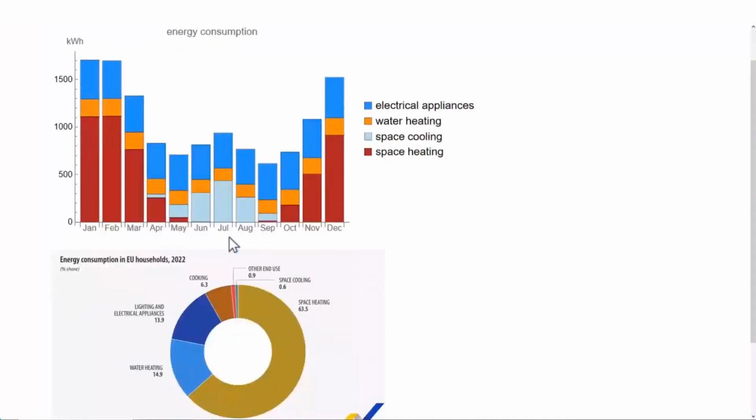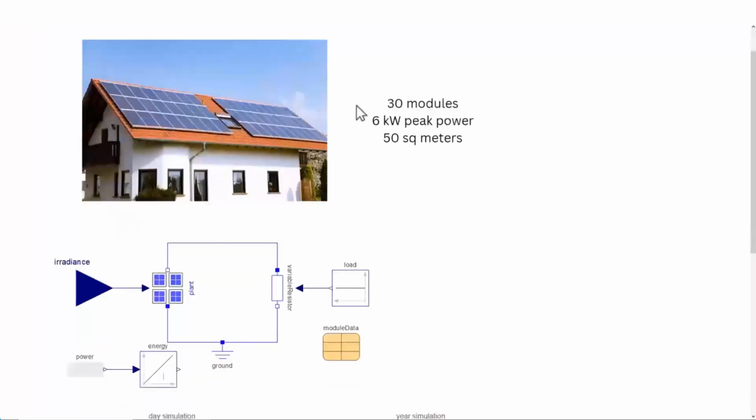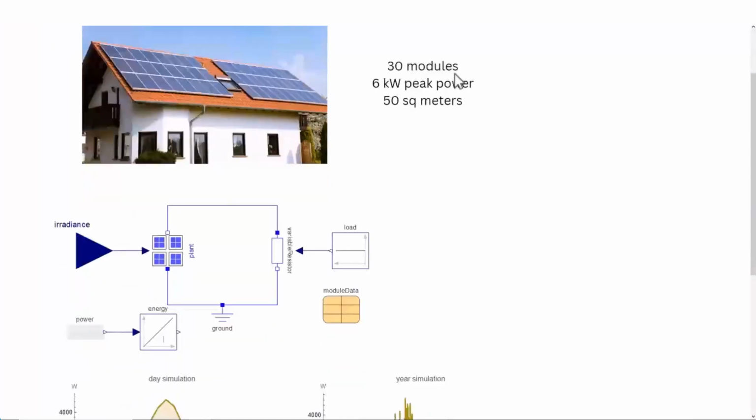Now, the key question: how much of this demand can be met with solar panels? Let's find out. Now that we understand my household's energy needs, the next question is, how much energy can my solar panels produce? Let's consider a system with 30 solar panels rated at 6 kilowatt of peak power, covering 50% of my roof space, which is about 50 square meters.